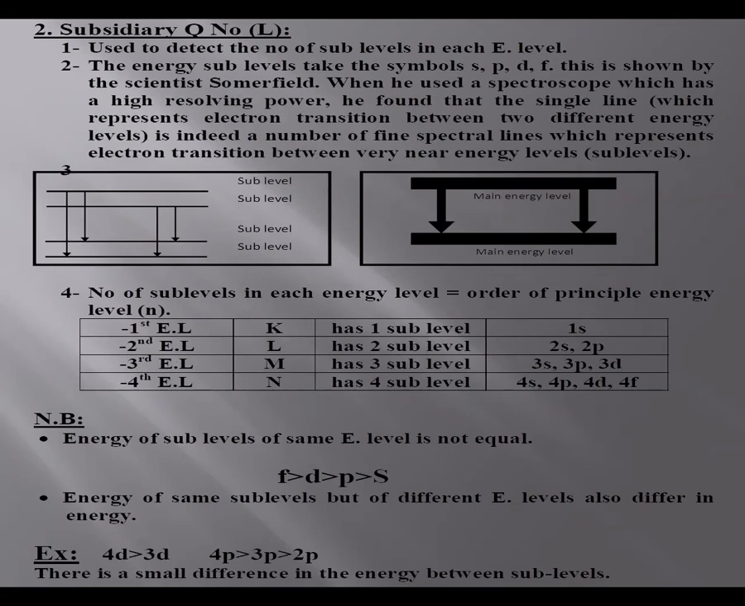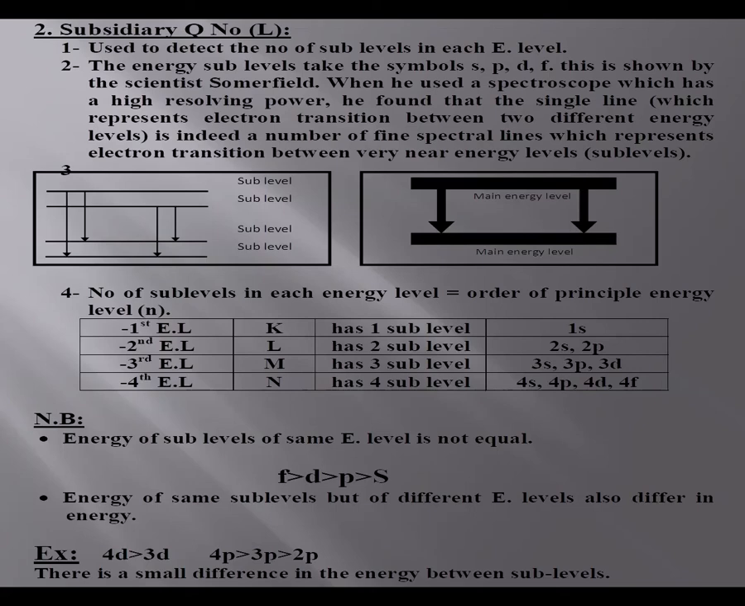Subsidiary quantum number is used to detect the number of sublevels in each energy level. The energy sublevels take the symbols S, P, D, F, and this is known by the scientist Sommerfeld. When he used the spectroscope, which had a high resolving power, he found that the single line representing electron transition between 2 different energy levels consists of a number of fine spectral lines, which represent electron transition between very near energy levels, which are sublevels.